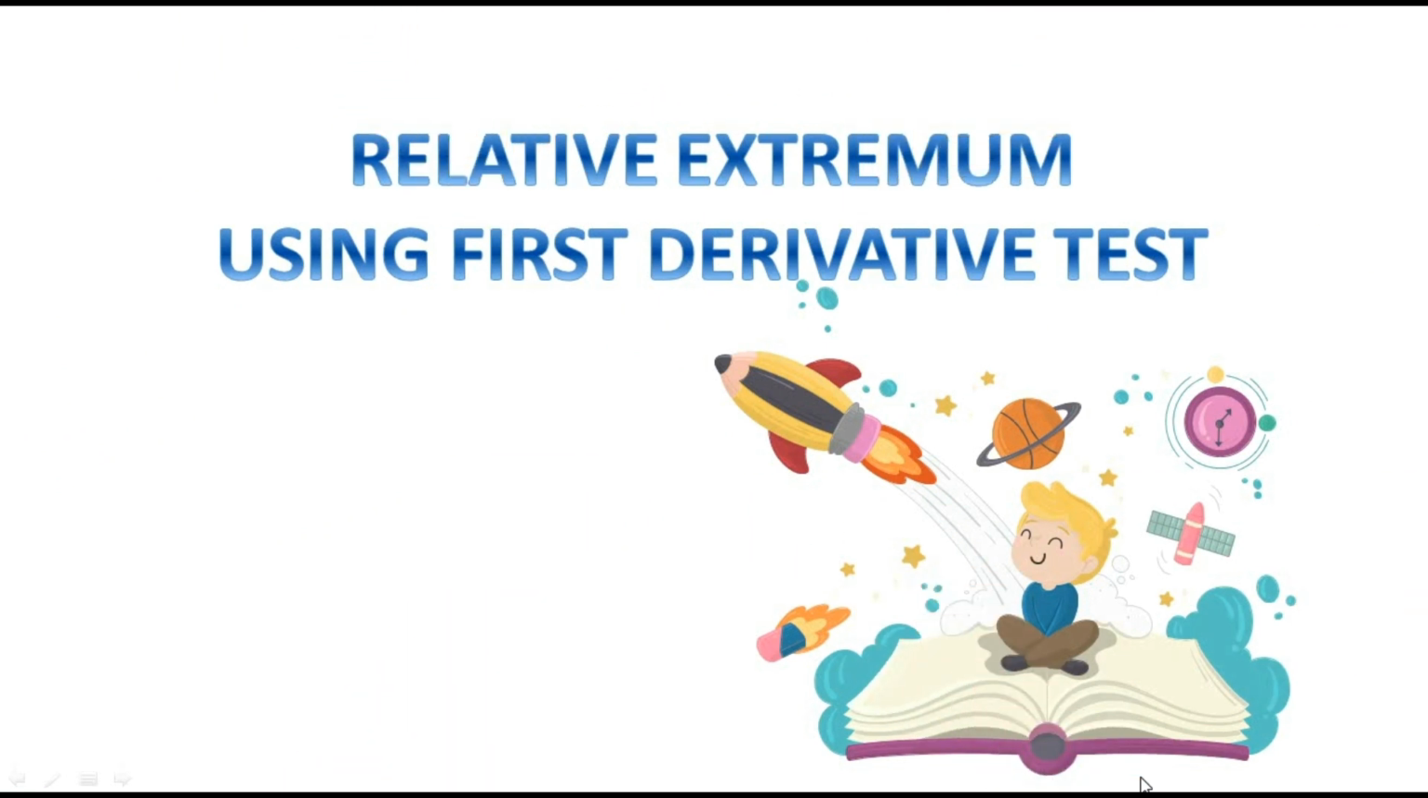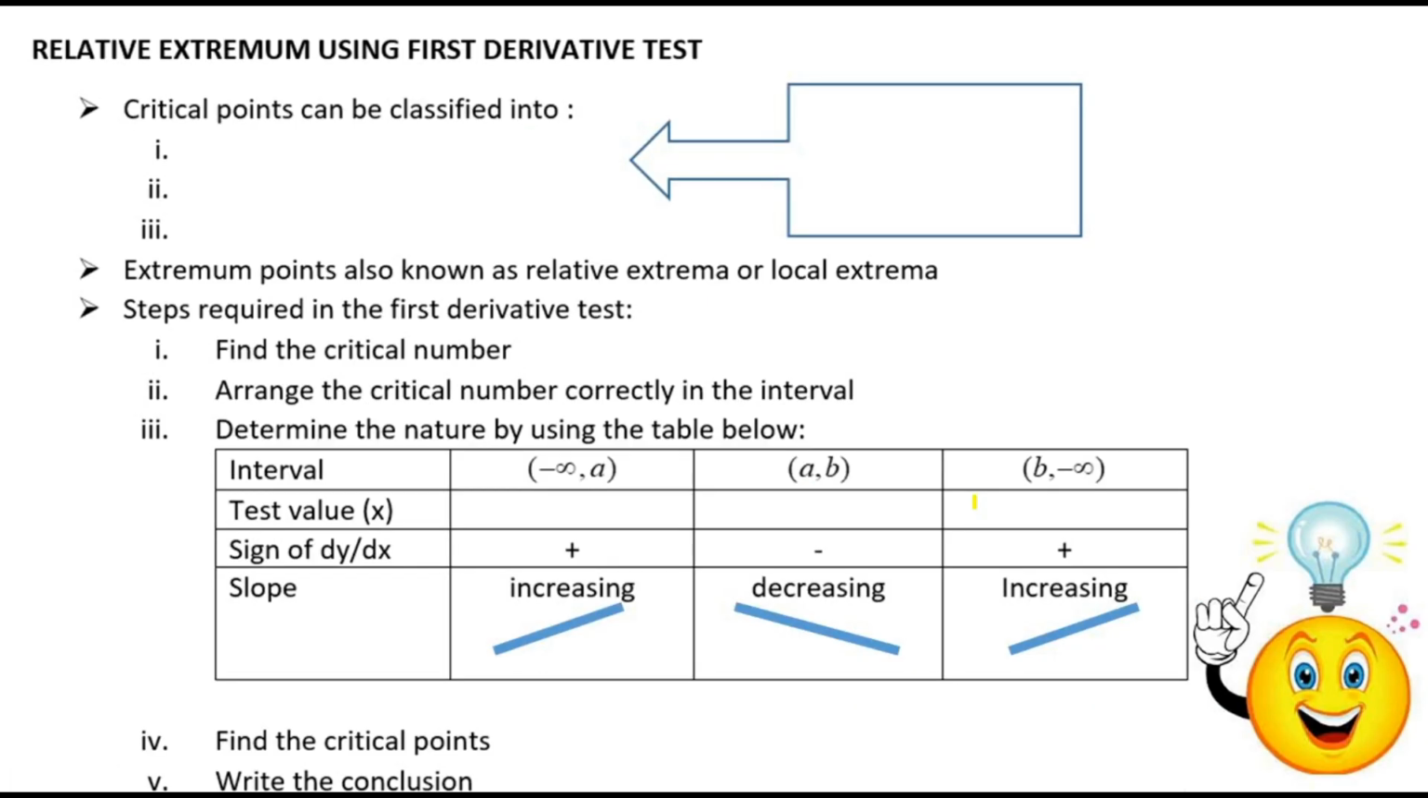In this video, we will learn how to find relative extremum by using the first derivative test. In the previous lesson, you already learned how to find critical points. So, in this lesson, we will find the connection between critical points and relative extremum. Critical points can basically be classified into three cases: maximum point, minimum point, and inflection point.